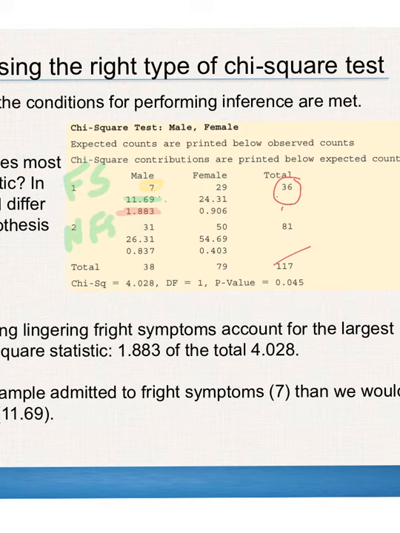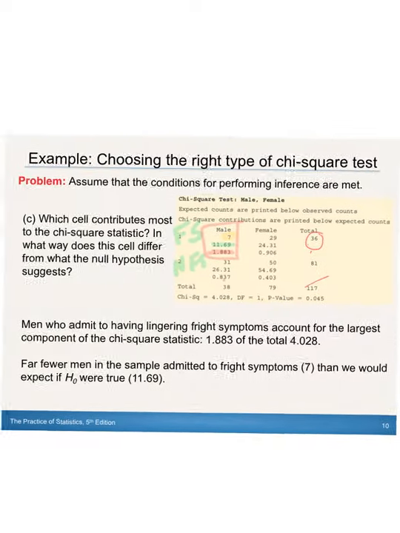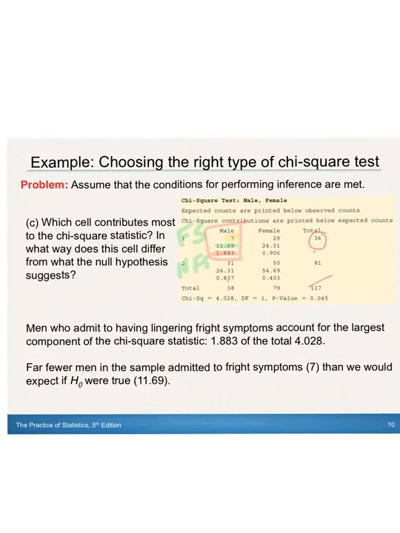Both the female fright symptoms and the male non-fright symptoms also had a fairly decent amount, but the big thing to pay attention to is that the biggest one was the fact that men who admit to having lingering fright symptoms account for the largest component of the chi-square statistic. And so far fewer men in the sample admitted to fright symptoms than we would have expected if the null were true.